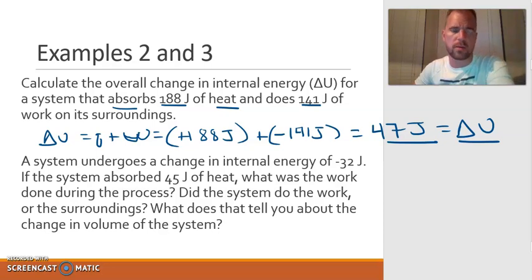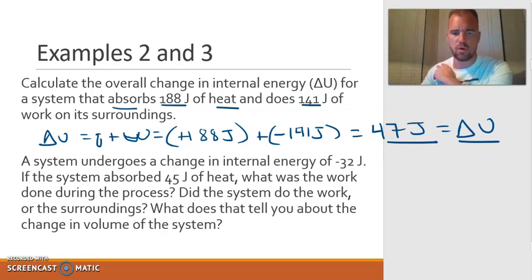All right, welcome back. We're going to pick up with example 3 before we get into section 3. So we've got one more question here that's asking us about internal energy. So let's go ahead and look at number 3. A system undergoes a change in internal energy of negative 32 joules. If the system absorbed 45 joules of heat, what was the work done during this process?